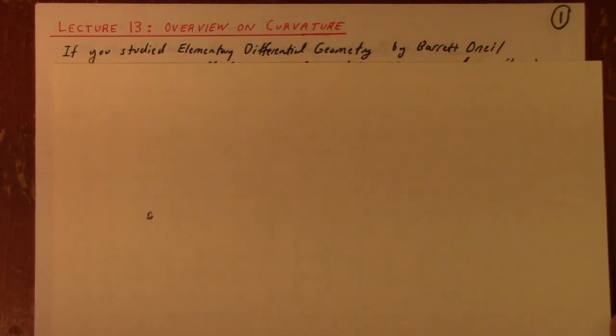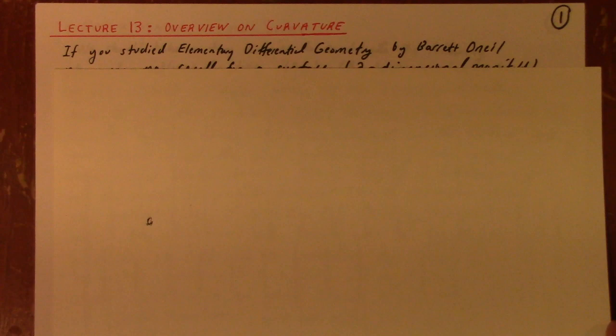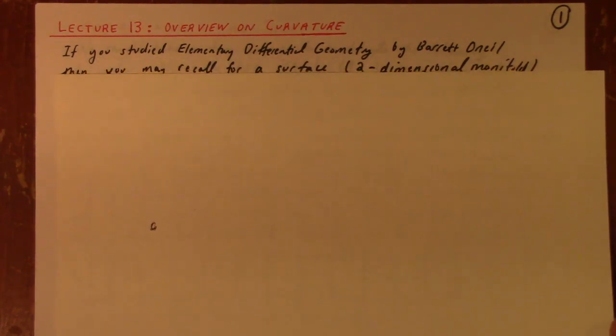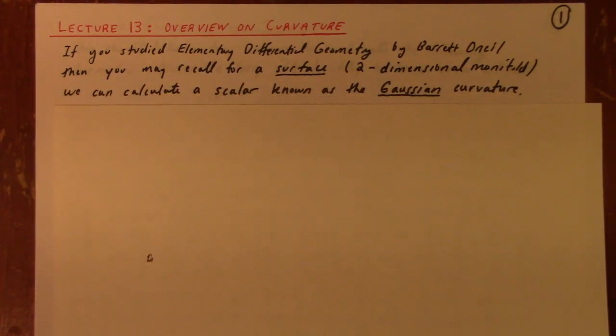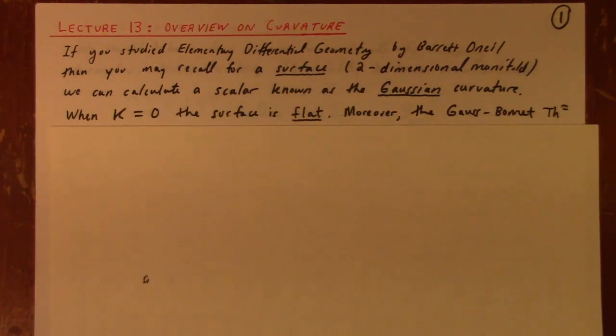What is curvature anyway? The first thing I should mention, because at least some of you have previously studied elementary differential geometry, I'm thinking in particular the text by Barrett O'Neill, is that for a surface, a two-dimensional manifold, we could calculate a scalar known as the Gaussian curvature. And when that Gaussian curvature, which I think we used a big K for, is equal to 0, well then the surface is called flat.